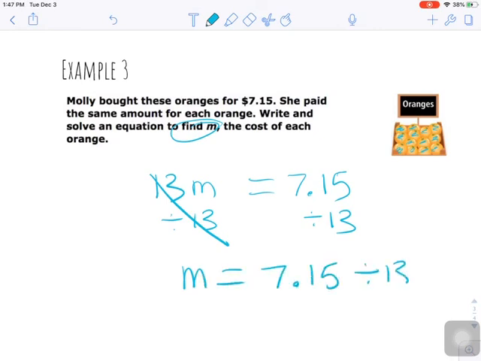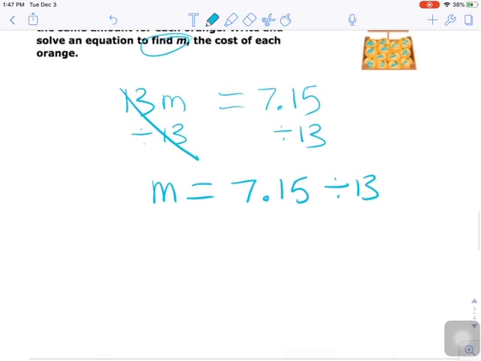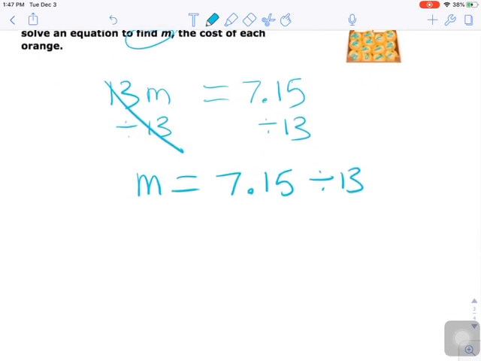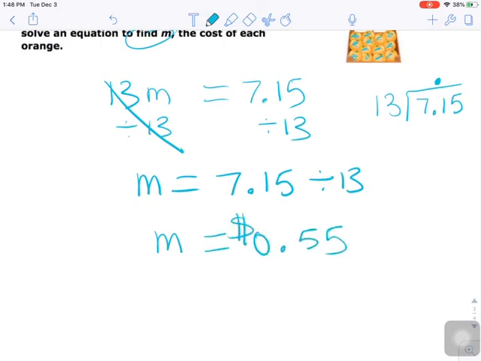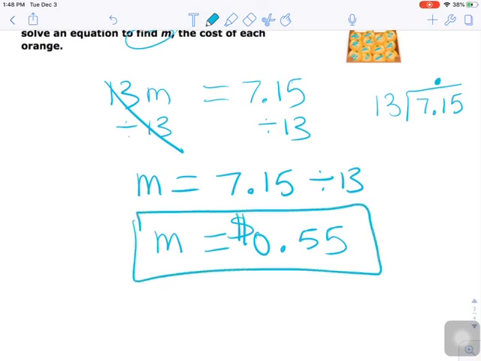$7.15 divided by 13. So you guys go ahead and divide this. When we set this up in the division house, remember 13 is going to go on the outside. $7.15 is going to go on the inside. Don't forget to bring up that decimal so you don't get confused there. So when we divide these two, we're going to get 0.55, which is just 55 cents. So each orange cost us 55 cents.